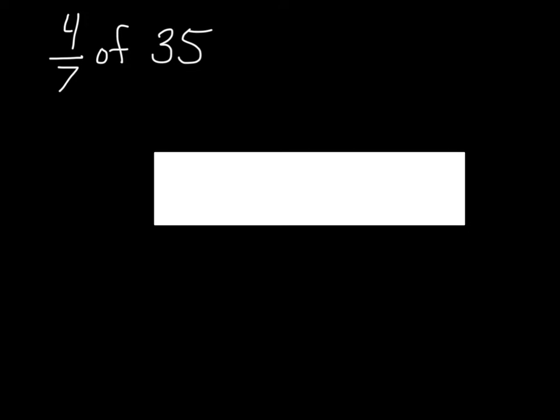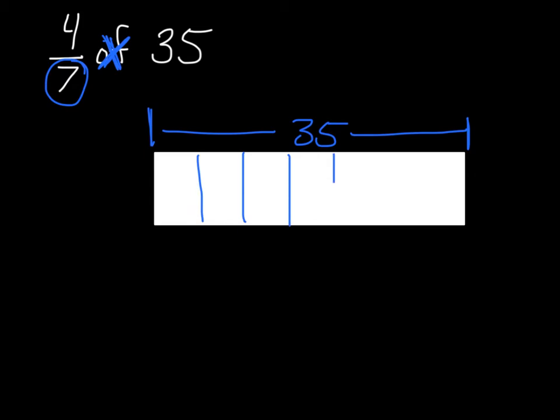Let's try another one. 4/7 of 35. As we talked a lot about in class, the word "of" is a good signal that what you really want to do is multiply. When you want to find part of something, you want to multiply it times that fraction, and that'll give you our answer. So again, our total amount is 35. So I always label the whole bar to represent what the entire amount is representing. I need to chop it up into pieces. I'm looking for 4/7, so I need to chop it up into 7 pieces. And again, do the best you can to divide it up as evenly as you possibly can.